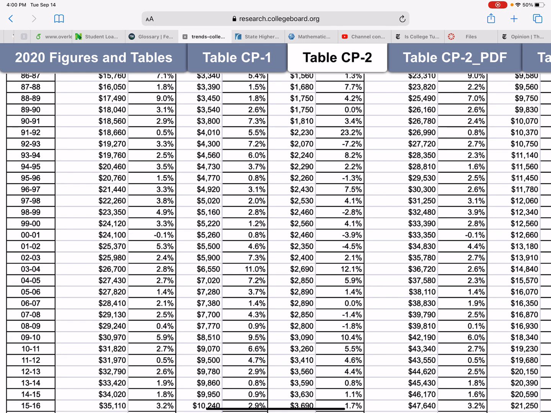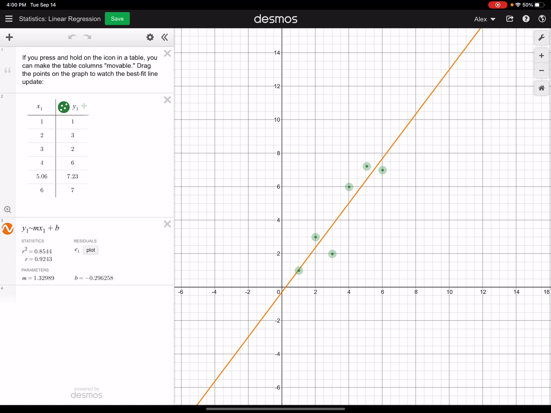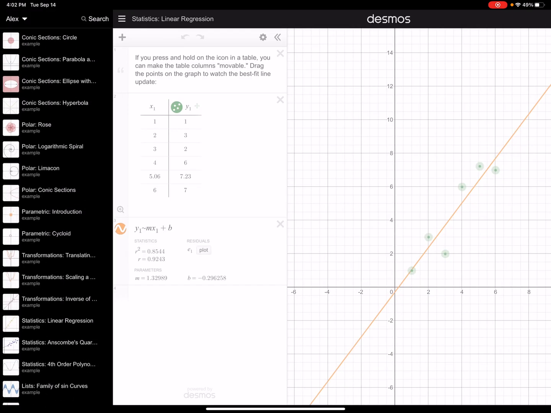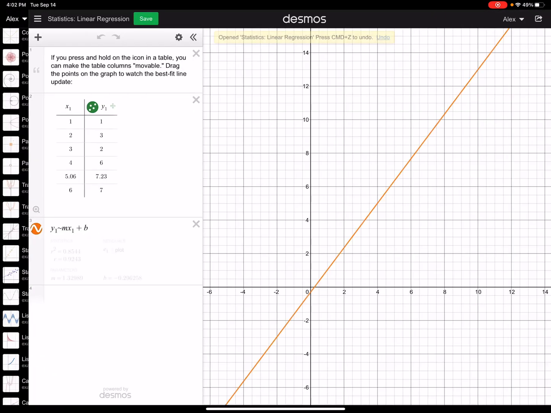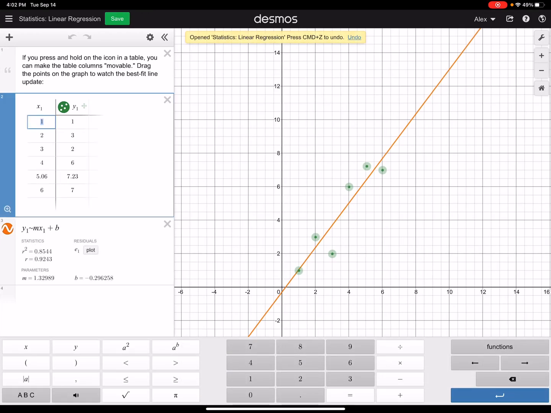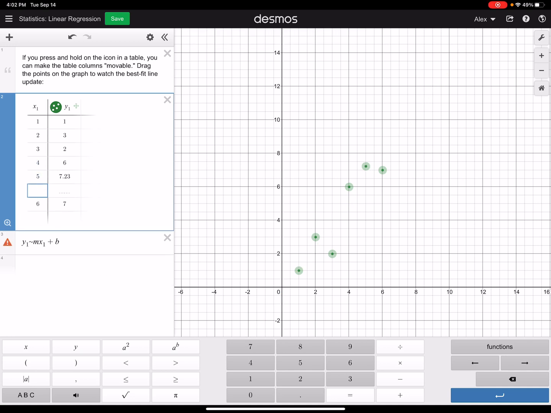So what you want to do now is open up Desmos. If you haven't created an account, then please do so. Go to Desmos.com if you're on a computer, or you can download the Desmos app. Go down to Statistics, Linear Regression. We're going to use this chart, but we're going to expand on it a little bit. We're entering 31 data points.